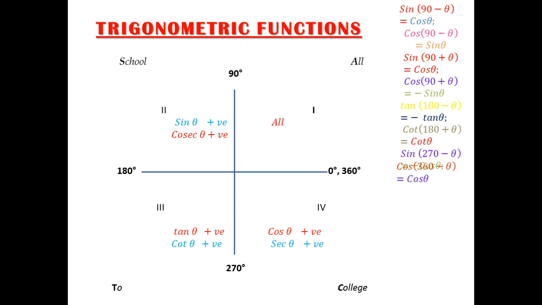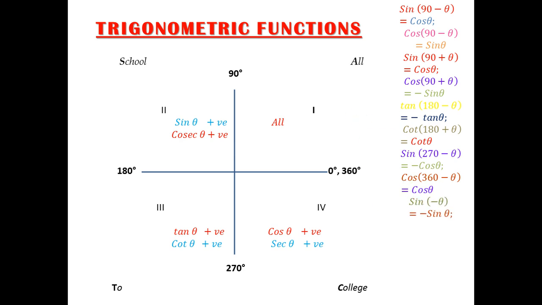Next example, cos 360 minus theta. 360 minus theta is our fourth quadrant. And at 360, we do not change our trigonometric function. In fourth quadrant, cos theta is positive. So our answer is cos theta. Simple.